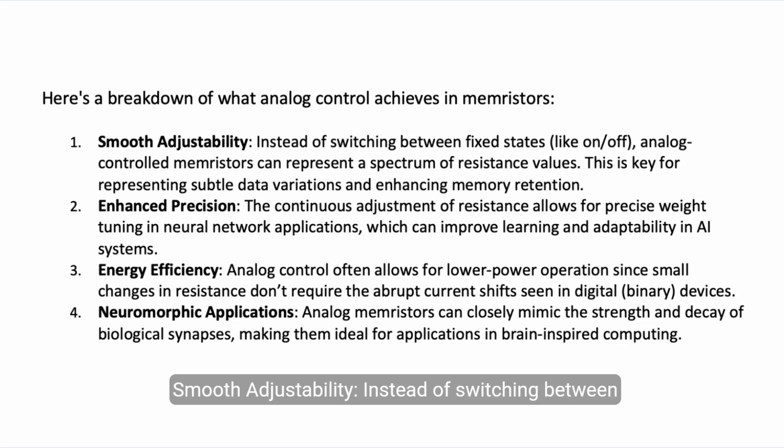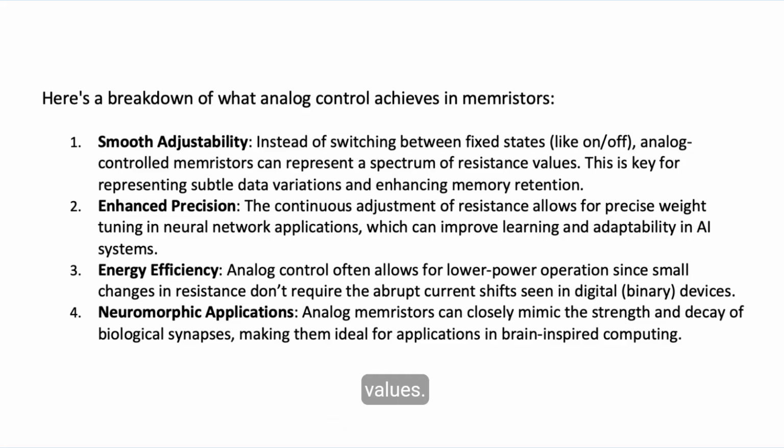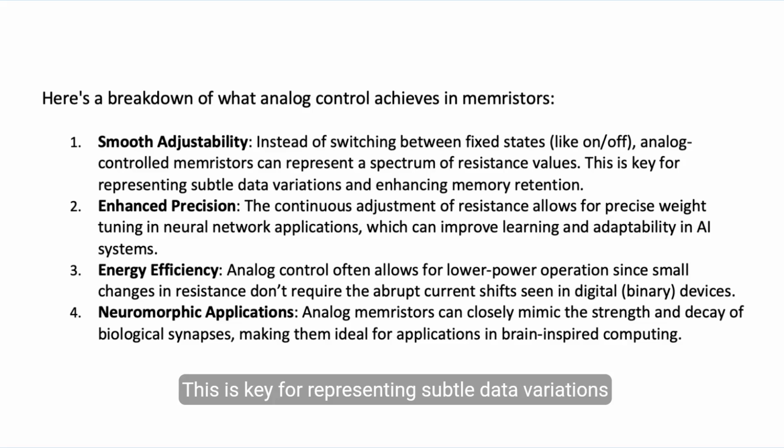1. Smooth adjustability. Instead of switching between fixed states, like on-off, analog-controlled memristors can represent a spectrum of resistance values. This is key for representing subtle data variations and enhancing memory retention. 2. Enhanced precision. The continuous adjustment of resistance allows for precise weight tuning in neural network applications, which can improve learning and adaptability in AI systems.